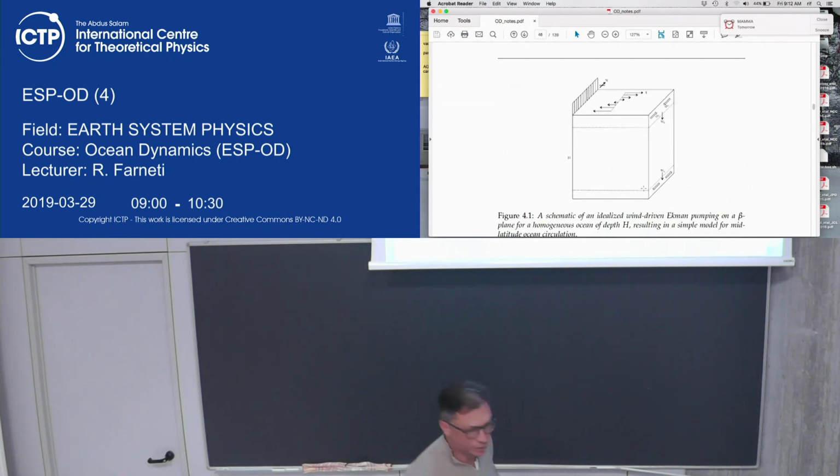So we will start with this very simple setting. It's a nice diagram I'm very proud of.